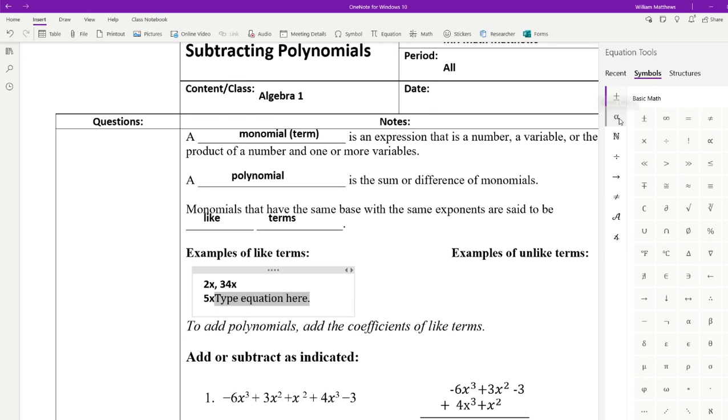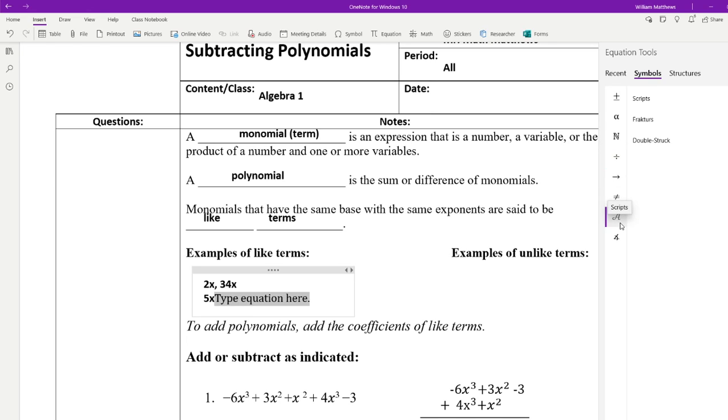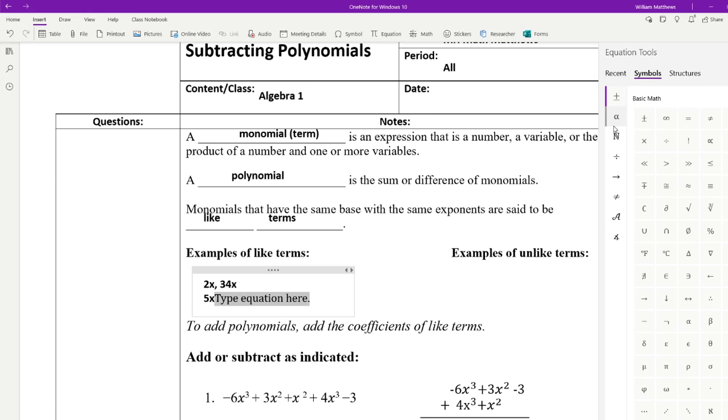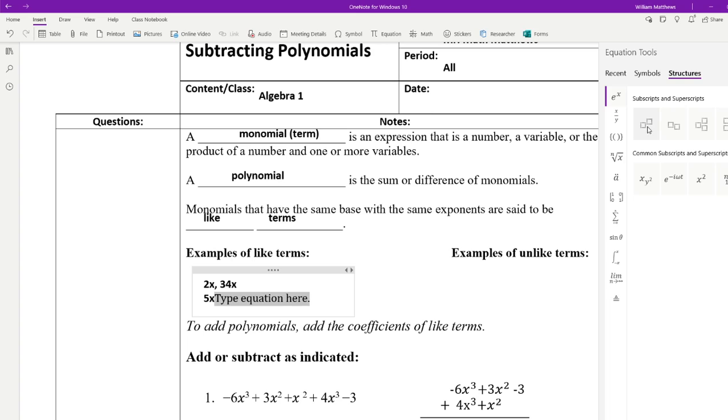Where is the symbol that I need? Oh, not a script. Structure, not symbol. There we go.